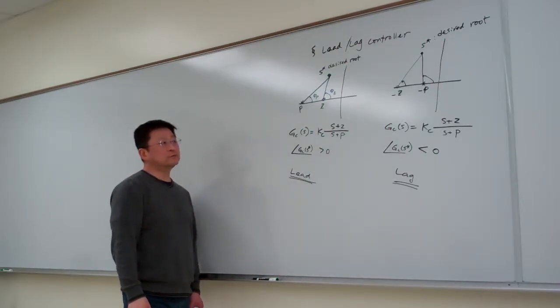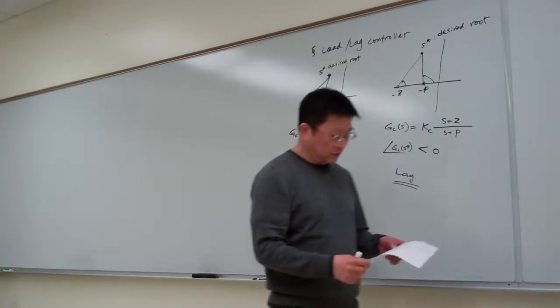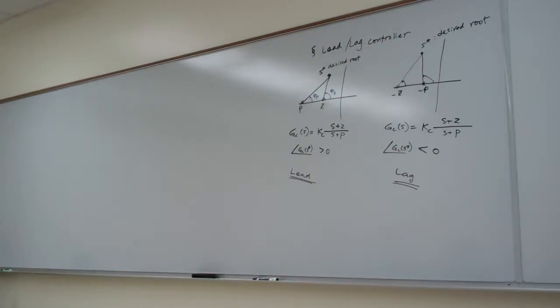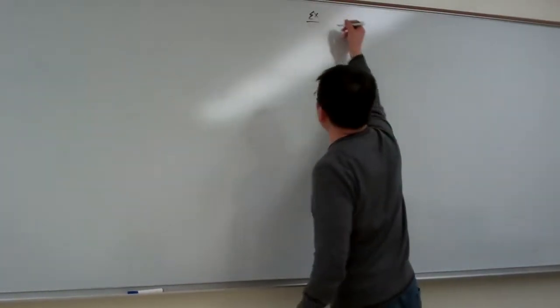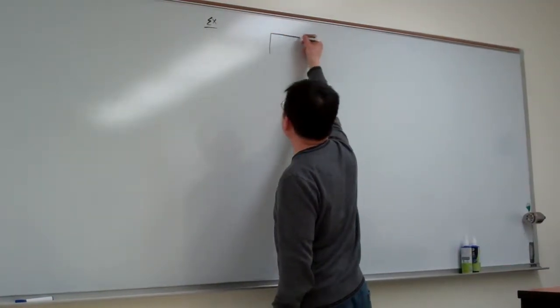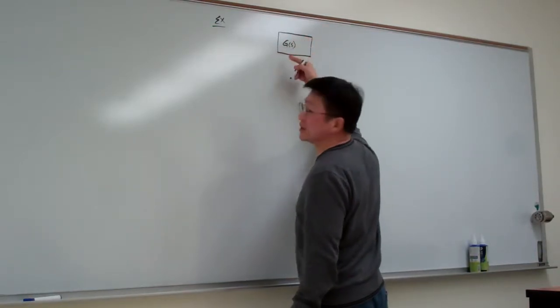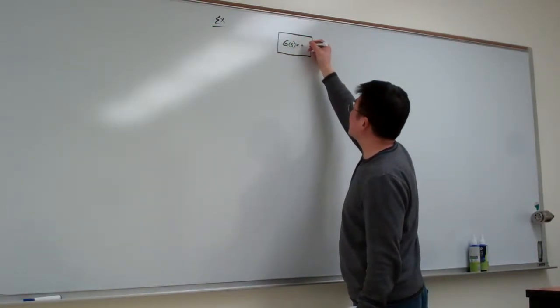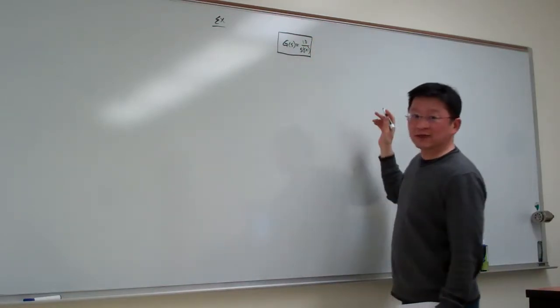Okay. So last time we came up with one example for a lead controller, and today we're going to see one lag controller. So let me do this here. We consider the same system. We consider G, the open loop system, which is 10 over S plus 1. This is the one we used last time.